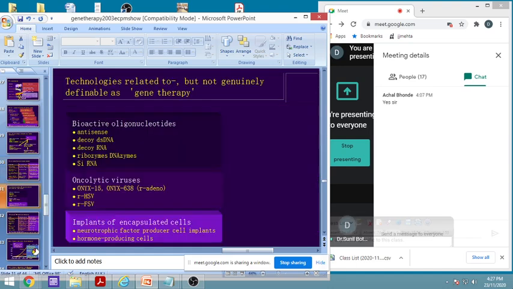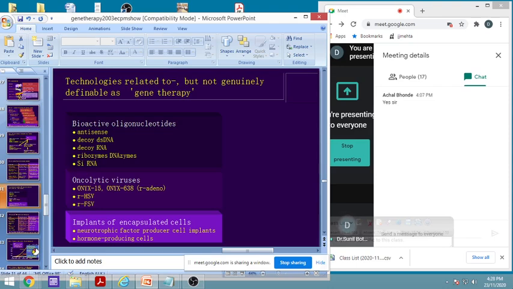So these are there. There are some technologies which are not exactly gene therapy, but they function similarly, or their function is in that way. Examples are bioactive oligonucleotides like antisense technology, decoy double-stranded DNA, decoy RNA, ribozymes, DNAzymes, then siRNA. These are various bioactive oligonucleotides. They can be synthetically made and administered.